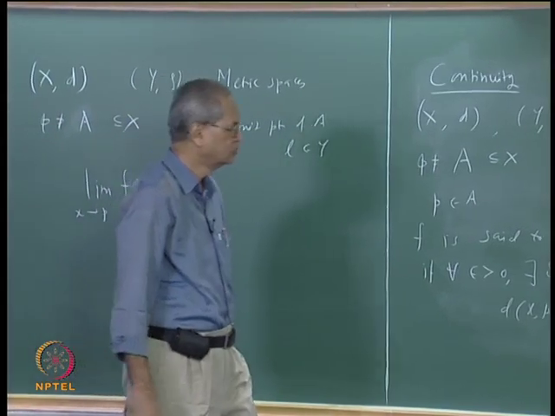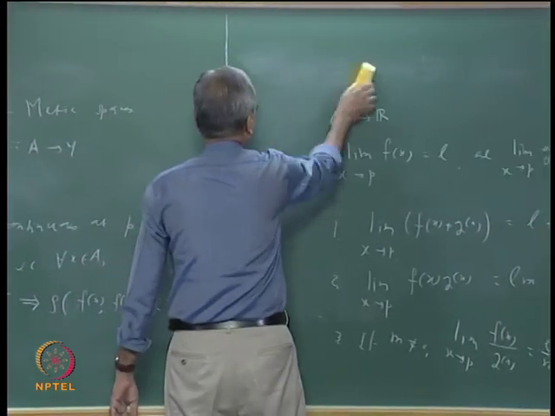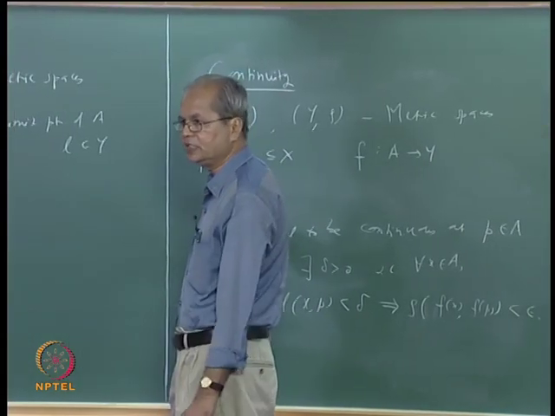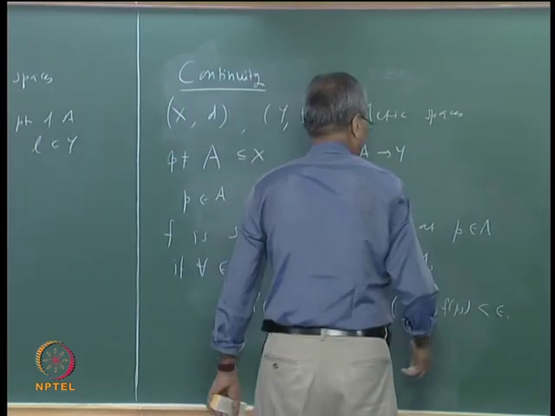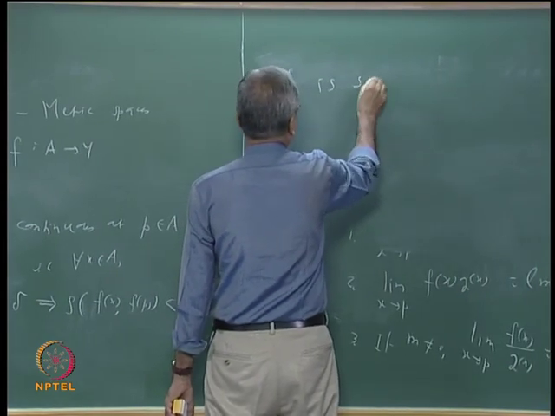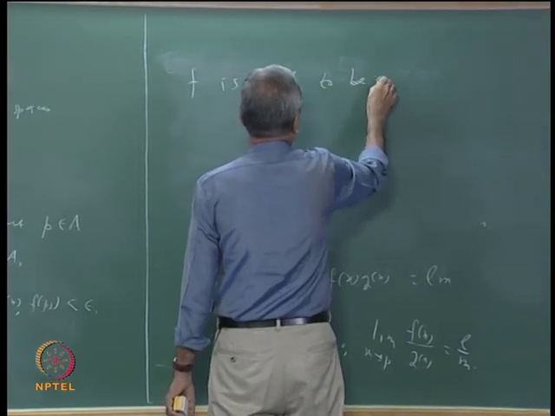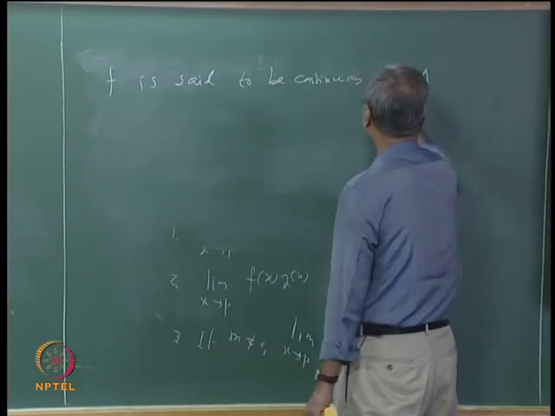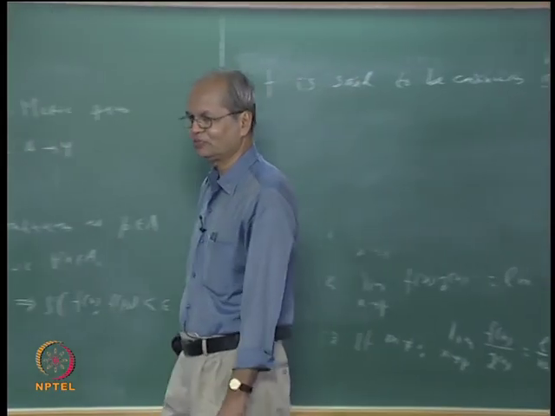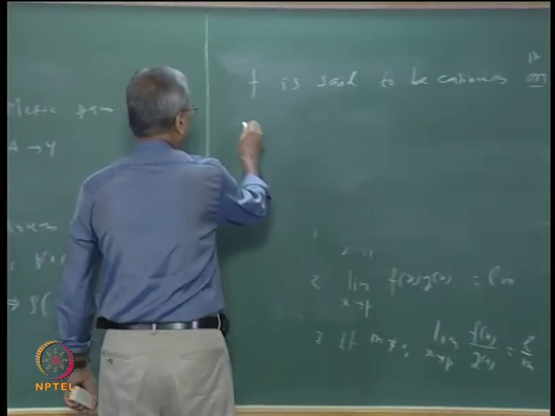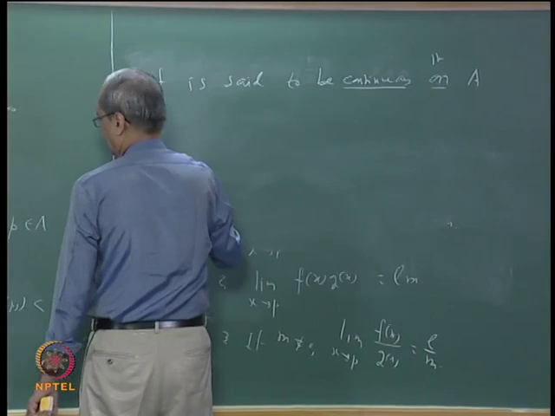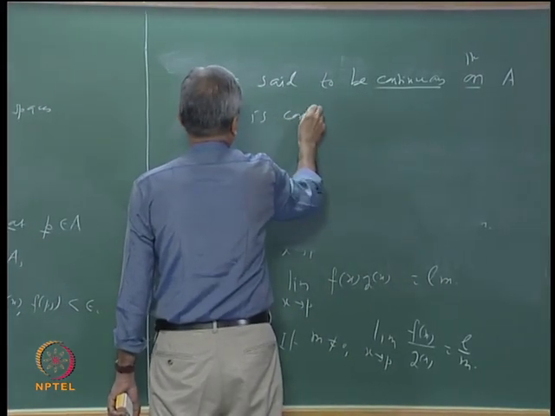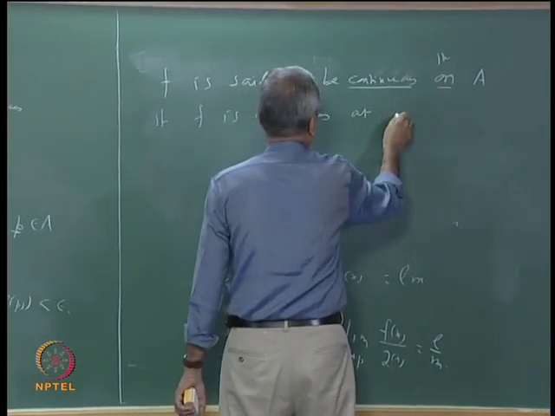If f is continuous at every point in A, we say that f is continuous on A, or in A. So it is said to be continuous on A, or some books also use in A. That's a minor point.